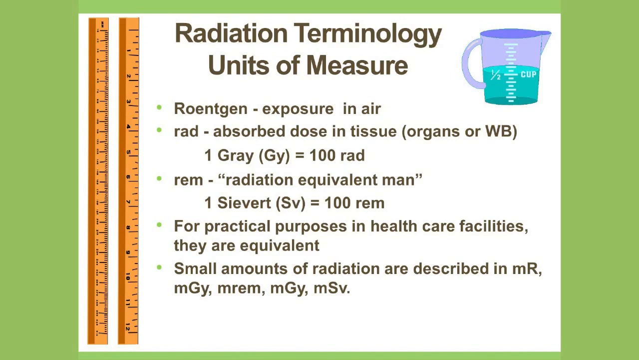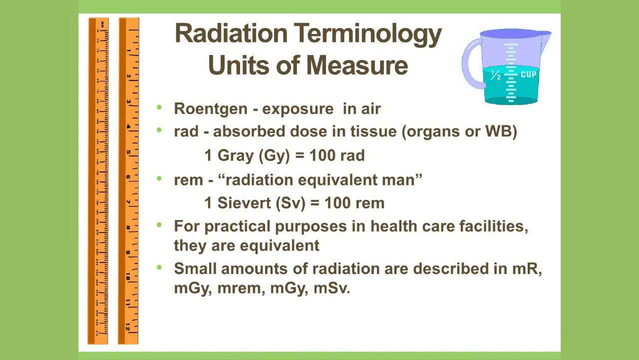The unit for absorbed dose in traditional units is the rad, and in SI units or international units, it is the gray. And 1 gray equals 100 rads. So it only takes 1 gray to have a huge rad impact. And for rem, the SI unit is the sievert. We'll also talk about millisieverts and millirads, which are 1,000ths of those units. For practice in healthcare facilities with X-ray, a rad is about equal to a rem, is about equal to a roentgen. They're very, very similar.